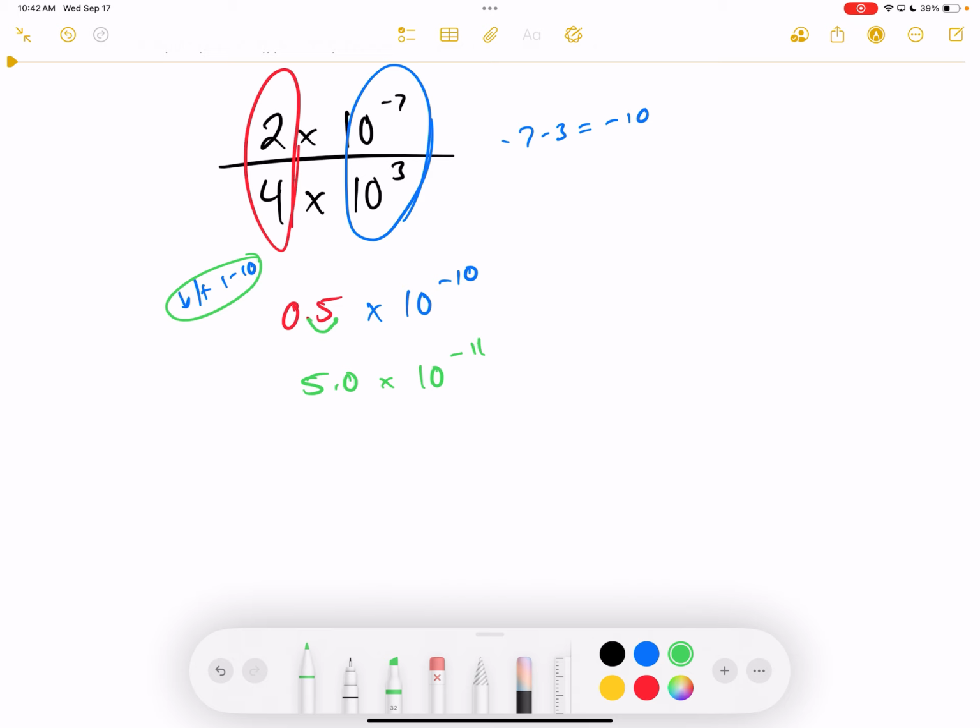One, 2, 3. 11. 1, 2, 3, 4, 5, 6, 7, 8, 9, 10. 11. Yes. We're good.